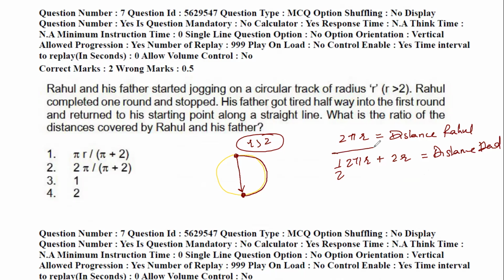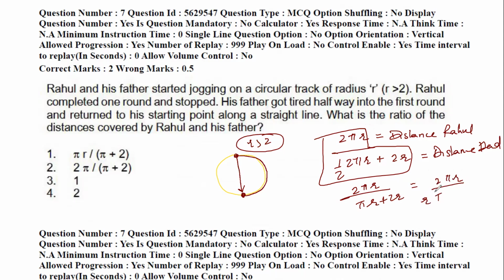So therefore the ratio of this to this part is what we need to get. Then we can simplify this further: 2 pi r upon pi r plus 2r, which is 2 pi r upon r common, pi plus 2. So r and r go. So it's 2 pi upon pi plus 2. B is the answer. Got it?